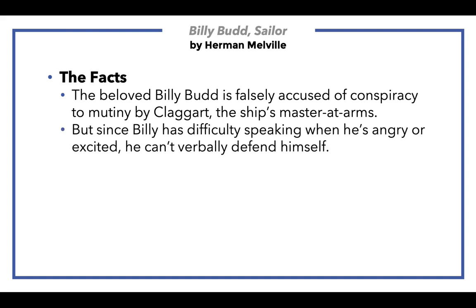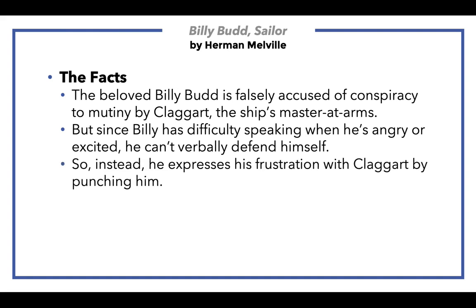Okay, so Billy Budd has difficulty speaking, especially when he's angry or excited. So he has a hard time expressing himself. And so he can't verbally defend himself against the accusation that Claggart's making. So he's just getting angrier and angrier, right? And he can't say anything in his defense. So instead of speaking up, he expresses the frustration that he's feeling by punching Claggart.